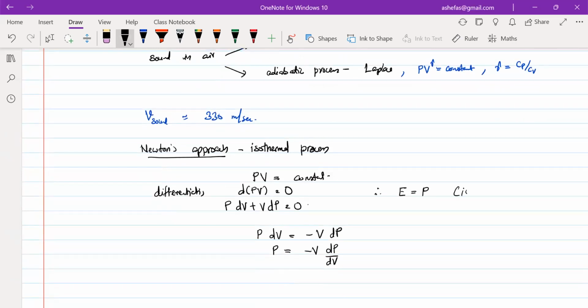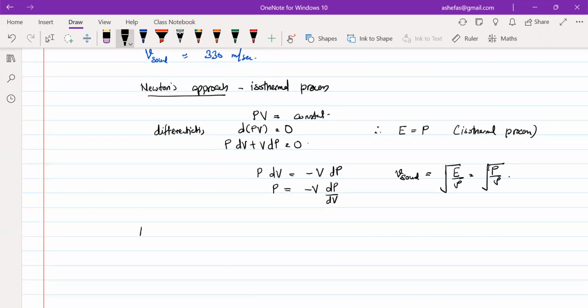So if the process is isothermal, then the bulk modulus of the gas is simply equal to the pressure itself. Therefore, the speed of sound is equal to square root of E by rho, which is equal to square root of P by rho. Now we can substitute the values for the pressure and the density.